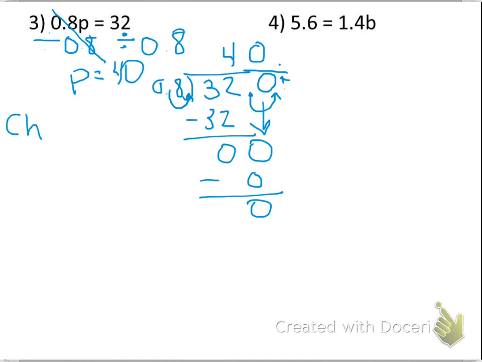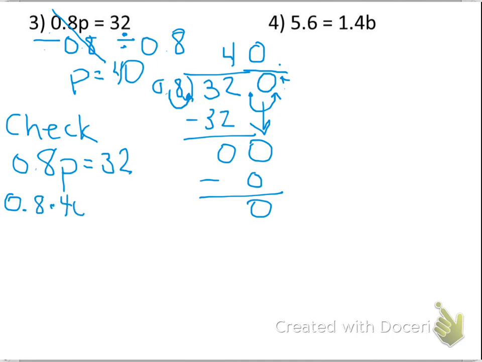Now we need to do our check. We have 0 and 8/10 times p is equal to 32. Instead of writing p, I'm going to write 40. So we're going to check and see if 0 and 8/10 times 40 really is equal to 32. So now I need to check this, and I'm putting my question mark because we're not sure up there. So I have 0 and 8/10 times 40.